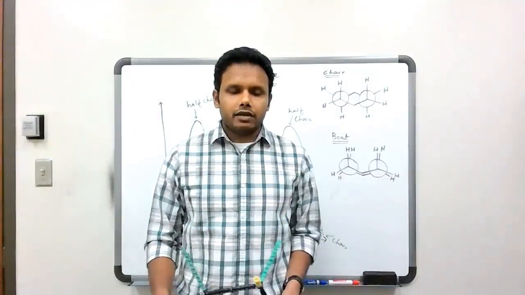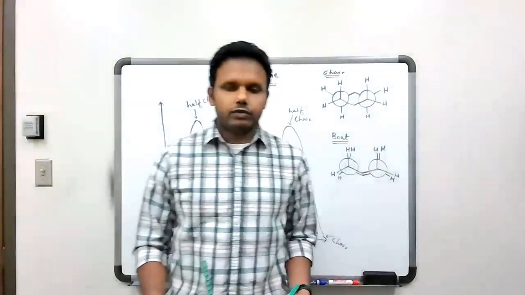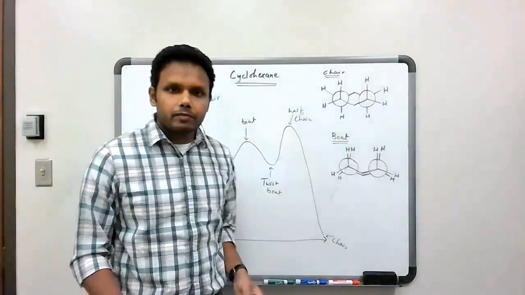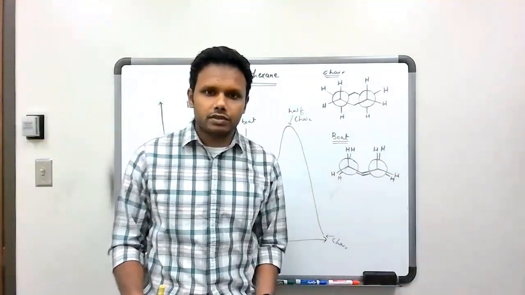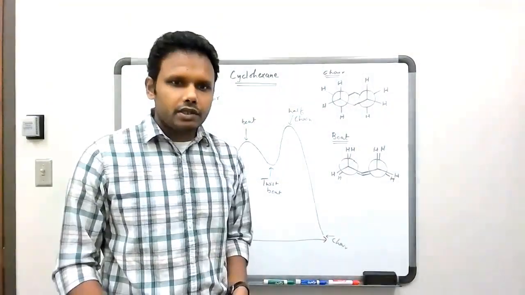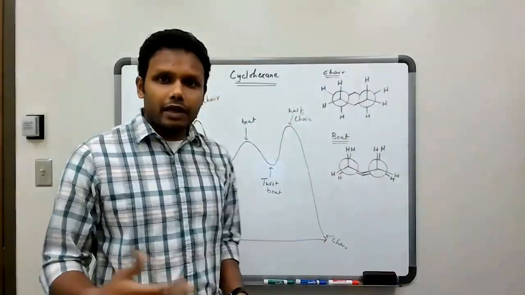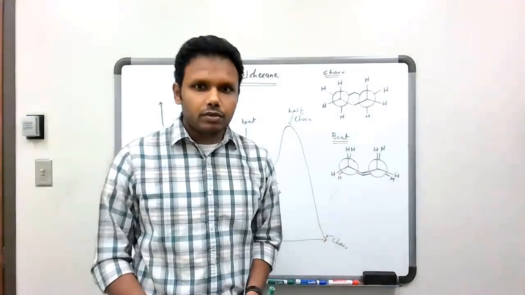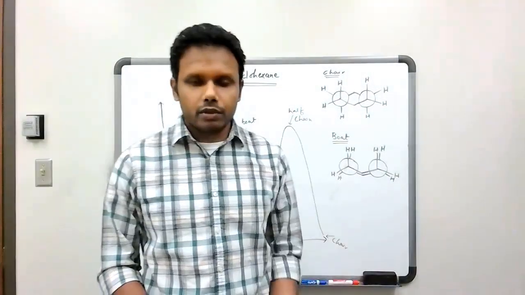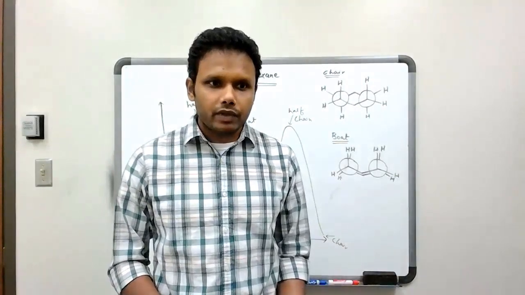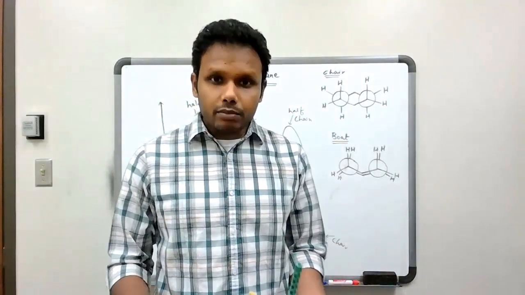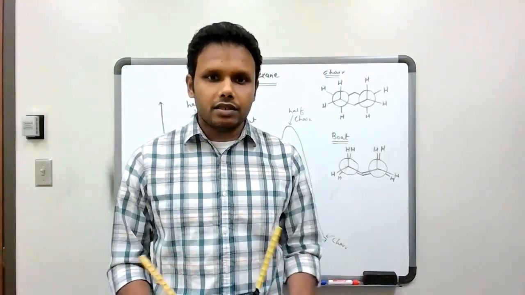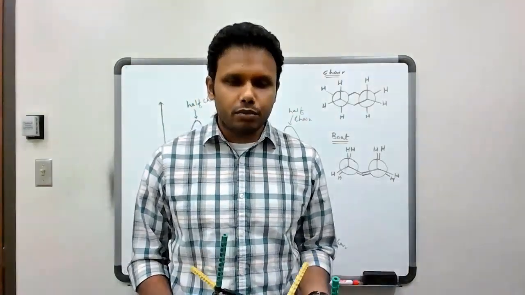Hi everyone, welcome back. In this video, we'll start discussing cyclohexane and its various conformations. What we've seen so far is that of all the cycloalkanes that are possible, cyclohexane, which is a six-membered ring hydrocarbon, is the most stable. And the stability of the cyclohexane molecule is attributed to the fact that it can adopt a chair conformation.